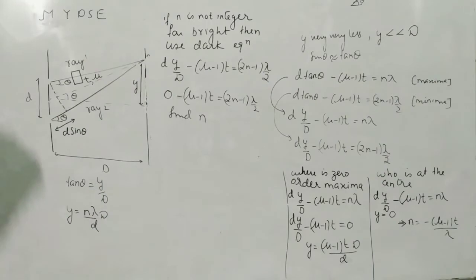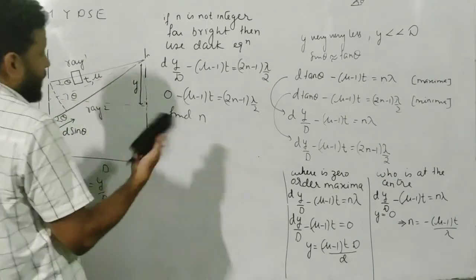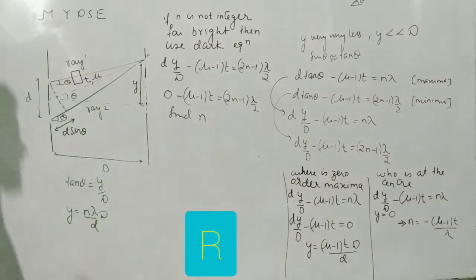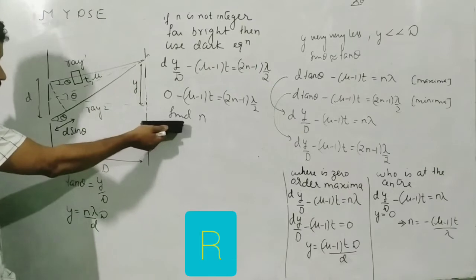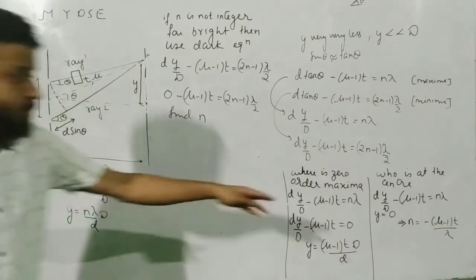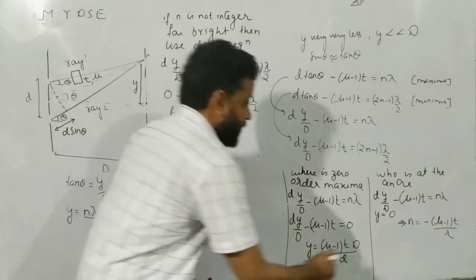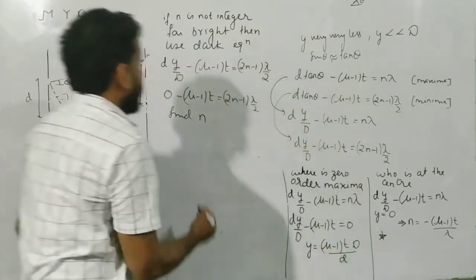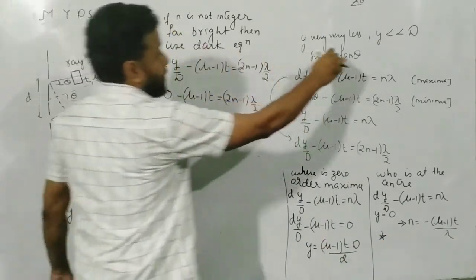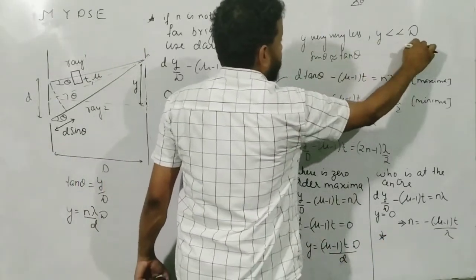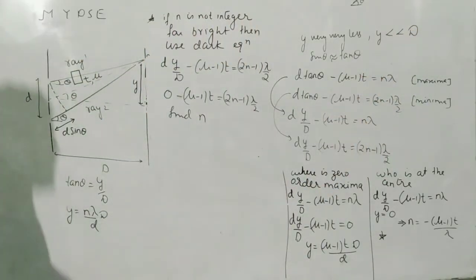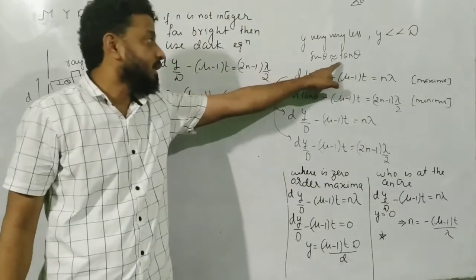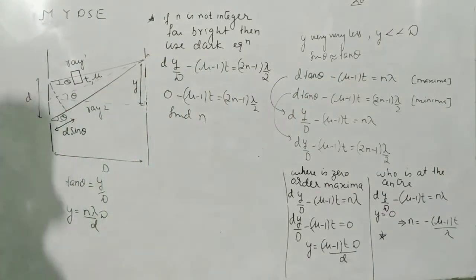Now, what if your y is not very, very less than D? Then what are you supposed to do? Take a note of this also. It's a continuation of this one. I'll put a star mark over here, and you continue it from here. Please modify this: y very, very less means y very, very less than D. In that condition, you can use sin theta as tan theta and tan theta as perpendicular by base.